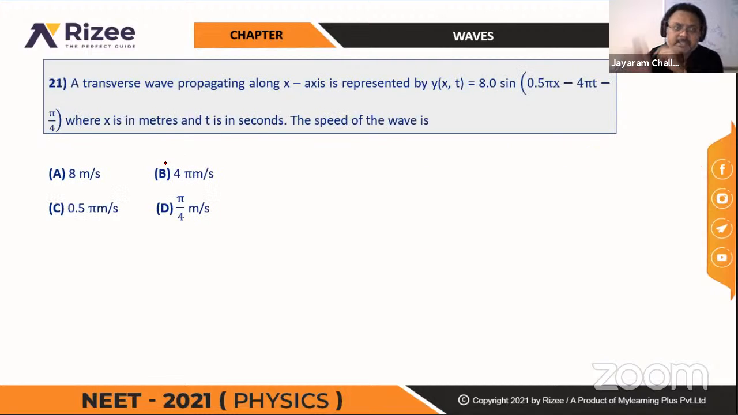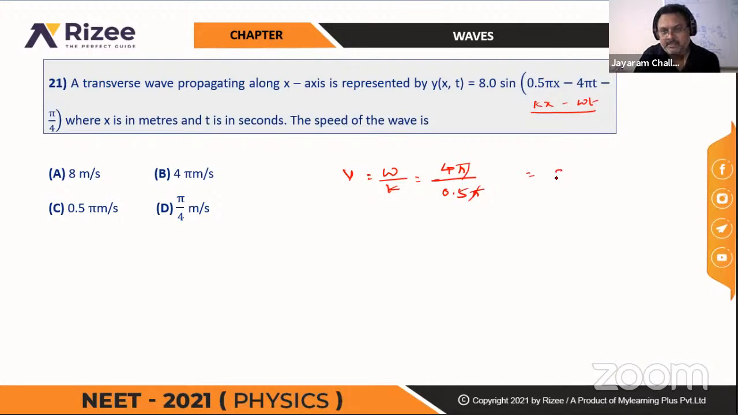This is the relationship. Next one, the transverse wave propagating along the x-axis is represented by y(x, t) = 8 sin(kx − ωt − π/4). So the wave is traveling along the positive x direction. The speed of the wave, velocity of the wave, is equal to ω by k. From the given relation, ω is 4π and k value is 0.5π. π goes off, 4 by 0.5, which should be 8 meters per second.